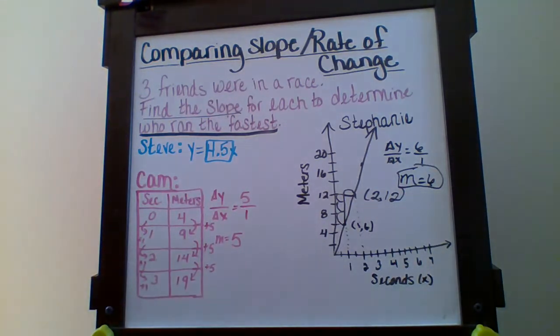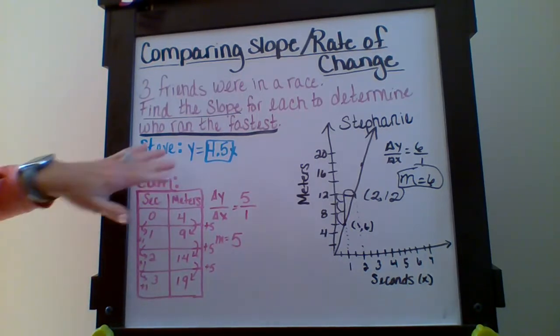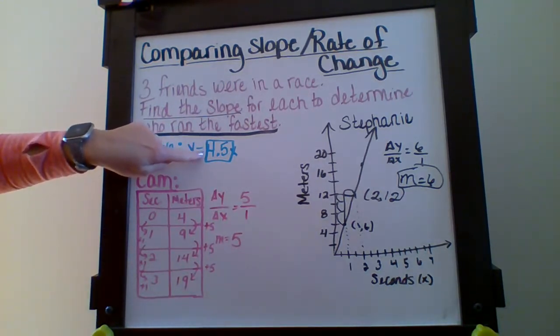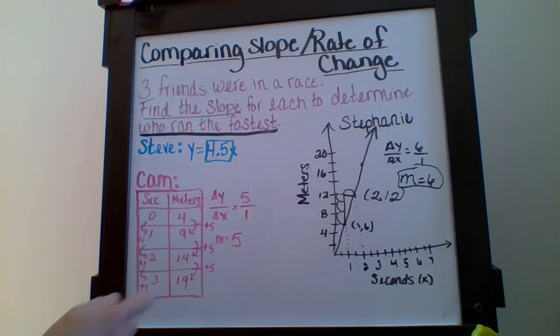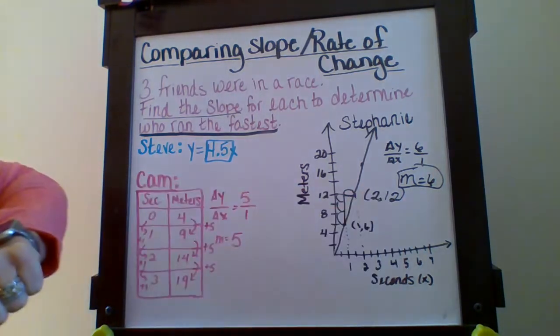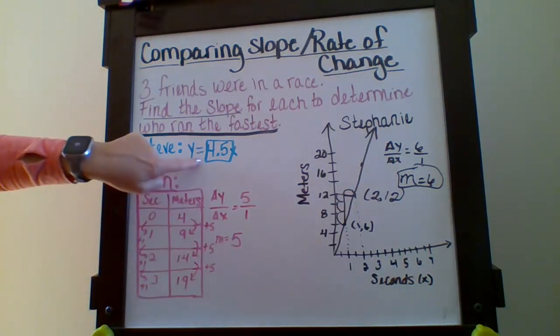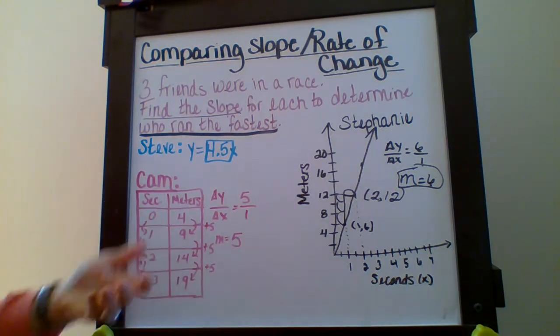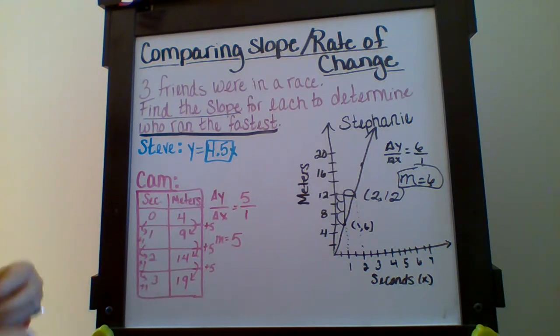Now I have all of my slopes, and I can start to compare them. I have a 4.5, I have a 5, and I have a 6. This is how far they went in a certain number of seconds. Because these are all represented as whole numbers, we know that's how far they went in 1 second. It says who ran the fastest. So I have 6 meters in 1 second, 5 meters in 1 second, and 4.5 meters in 1 second. Whoever ran the farthest is who ran the fastest, because they all ran the same amount of time, 1 second.